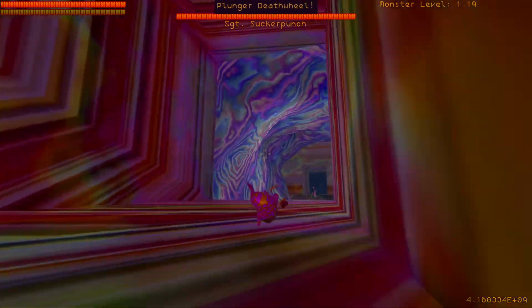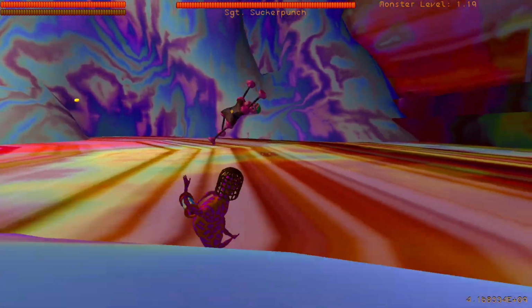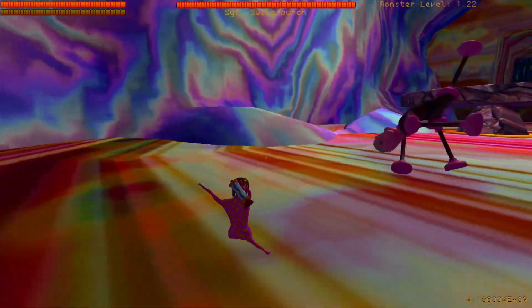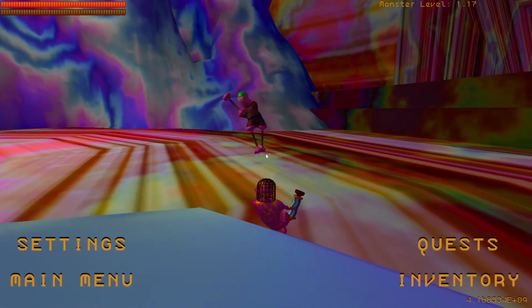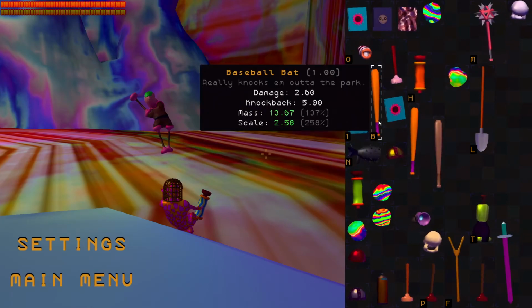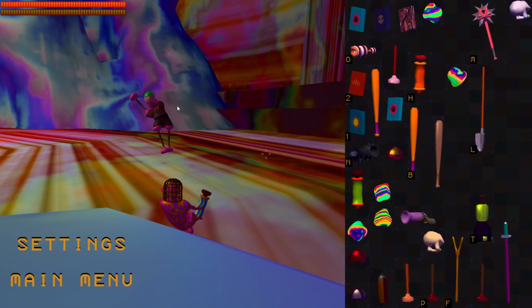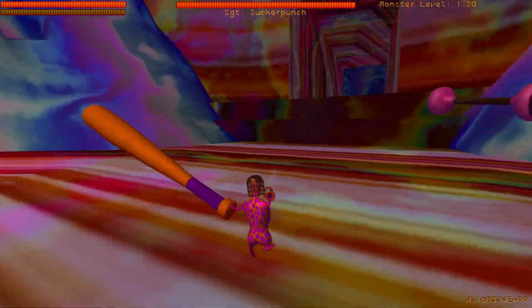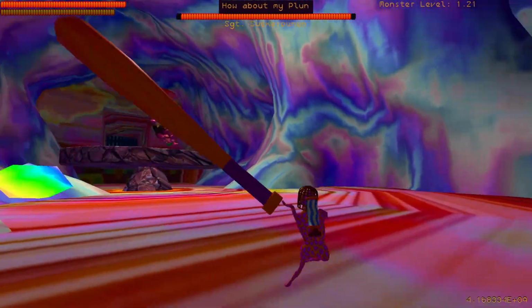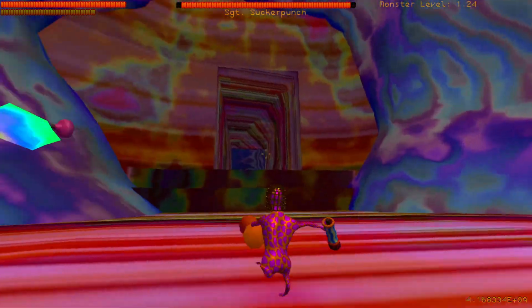Plunger death wheel. Alright, how are we gonna hold up? What do we got? Let's use a normal bat. Well, it's not my plunger tornado. It's not that normal. It's the same as the bat that they give you right here.